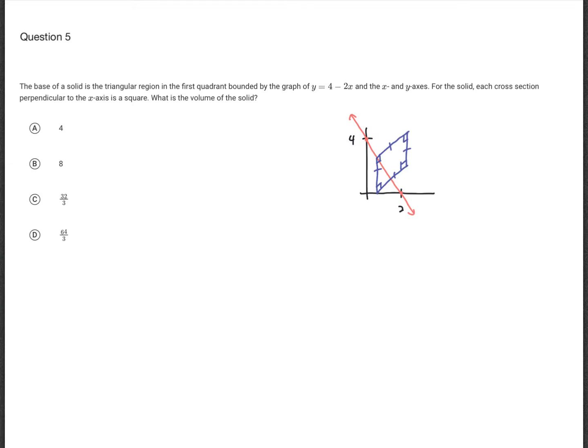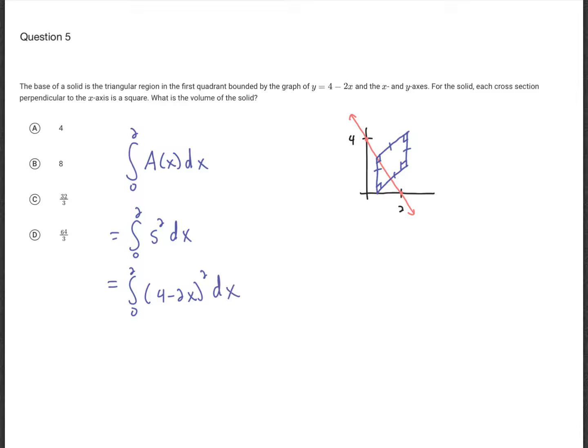So we're going to integrate. We can see we're going to do it from 0 to 2. If we want cross sections perpendicular to x, we want everything in terms of x, and this area goes from 0 to 2 in the x direction. And every time we're finding these volumes, we're integrating the area of some cross section. This is a square, so you could think of it as s squared dx, side length squared, and the side length is the function. So really this is the integral of (4 minus 2x) squared.